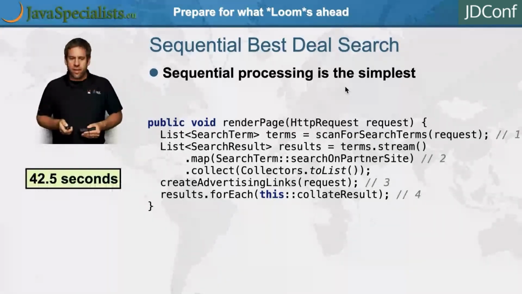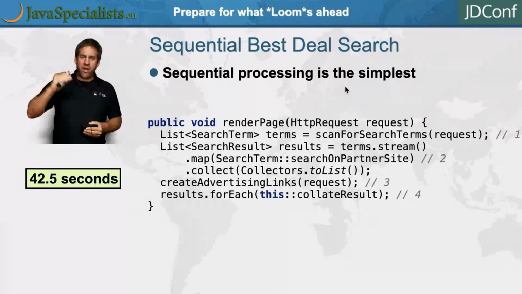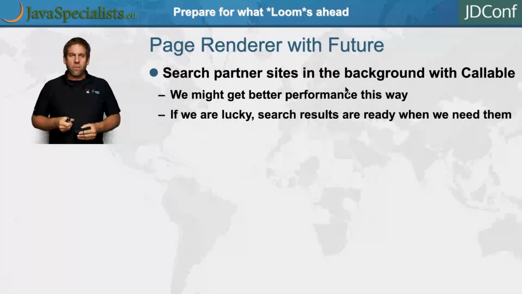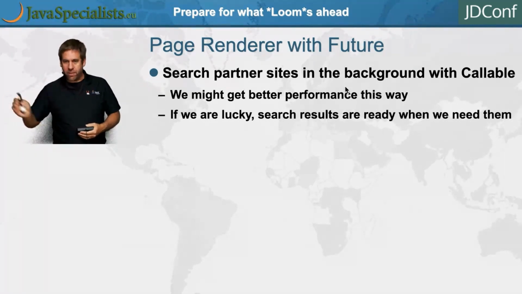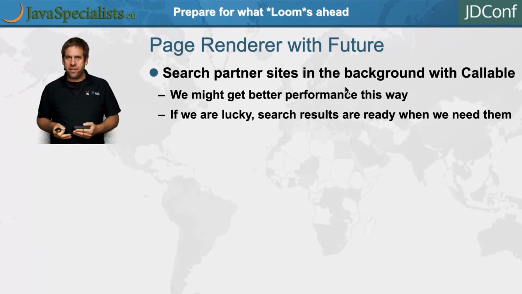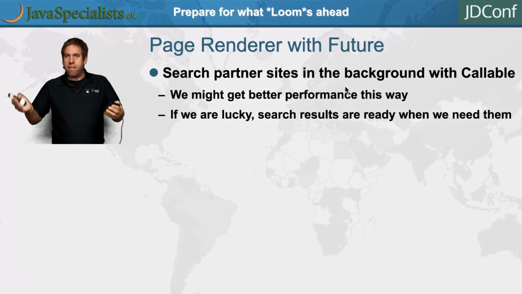So I added some time budget to each of these steps. Of course, 42.5 seconds is unrealistic. If you take that long, they're going to go somewhere else. But just imagine that everything together, if you do it sequentially, one after another, will take 42.5 seconds, giving it some number. Now, we could use callables and futures and an executor service. And so what we could do is start the search on all the partner websites in the background using a callable. And we might get better performance because hopefully by the time we finish the advertising links, some of the background searches have already been completed. And so by the time we need them, maybe they're there.